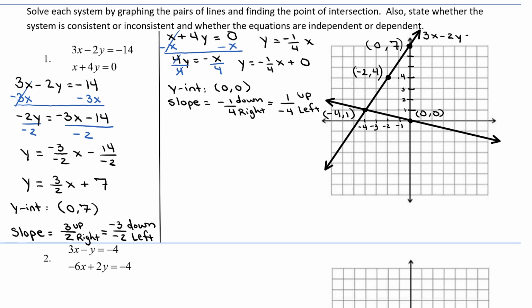I'm going to label each one of these lines with the equation. So first the 3x minus 2y equals -14. And then I'm going to label the other one, which was the x plus 4y equals 0. And you could use the standard form of the equation or the slope-intercept form to label those lines. Either one is fine.